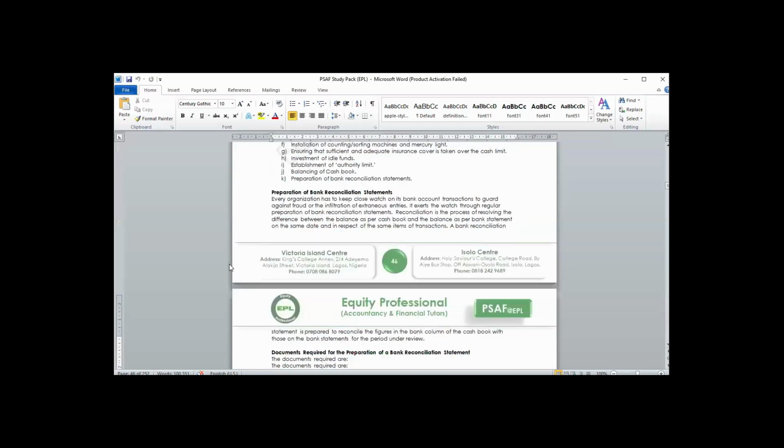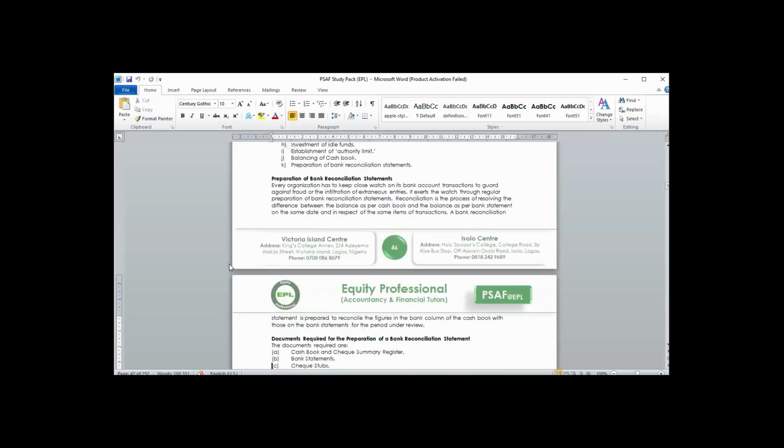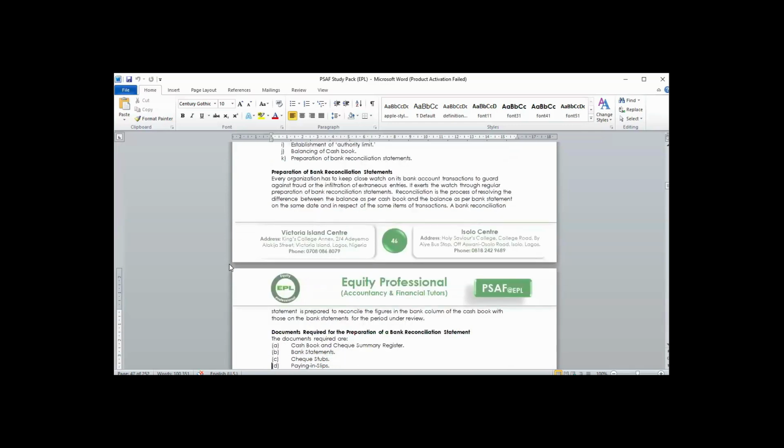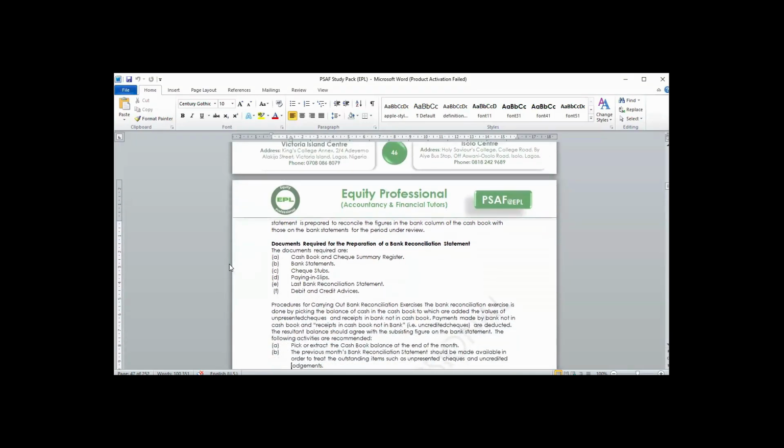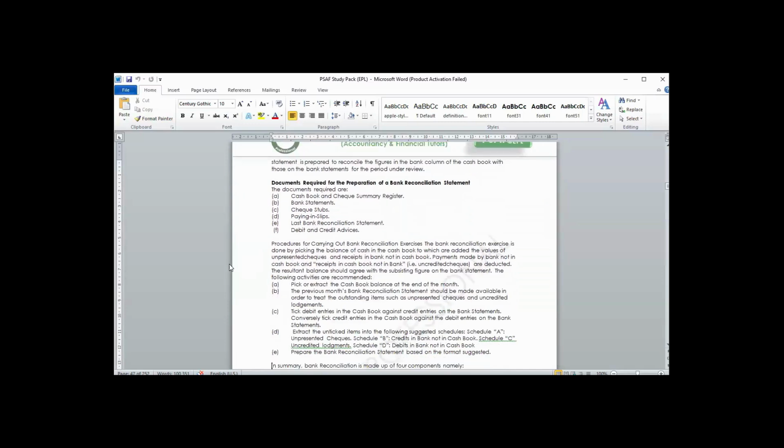We've discussed what the bank statement is all about. Look at it here. Documents required for the preparation of bank statement. These are the documents required. We have the cash book, we have the check summary register, we have the bank statement, we have the check stub, we have payments, pay-in slip. We have the last bank reconciliation statement, debit and credit advices, and vouchers. All these are the documents required for preparation of the bank statement.